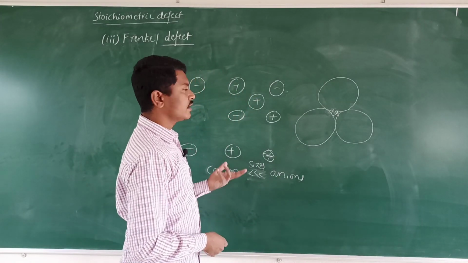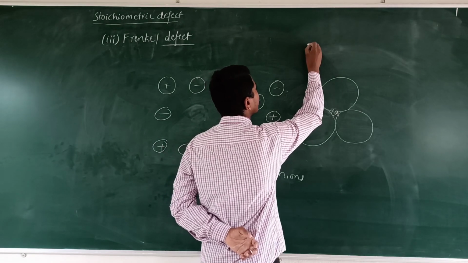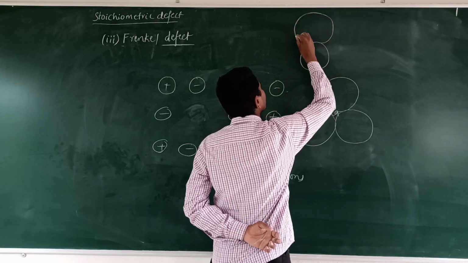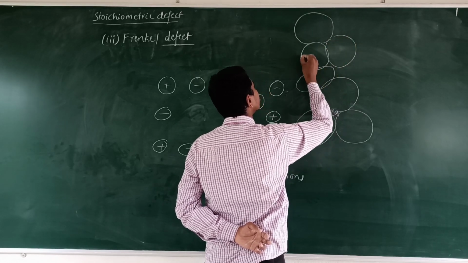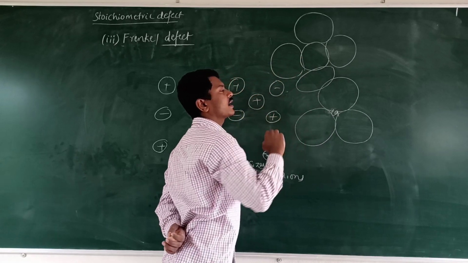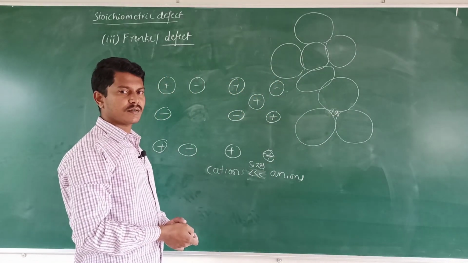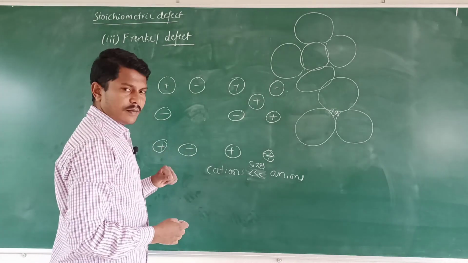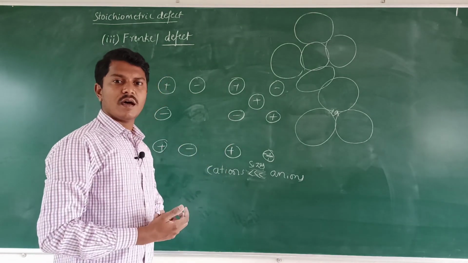In the same manner, in case of Schottky defect, what happens? The arrangement has similar atoms, meaning they have a high coordination number, isn't it? Okay. Here, in Frenkel defect, the cations are very much smaller than the anions.